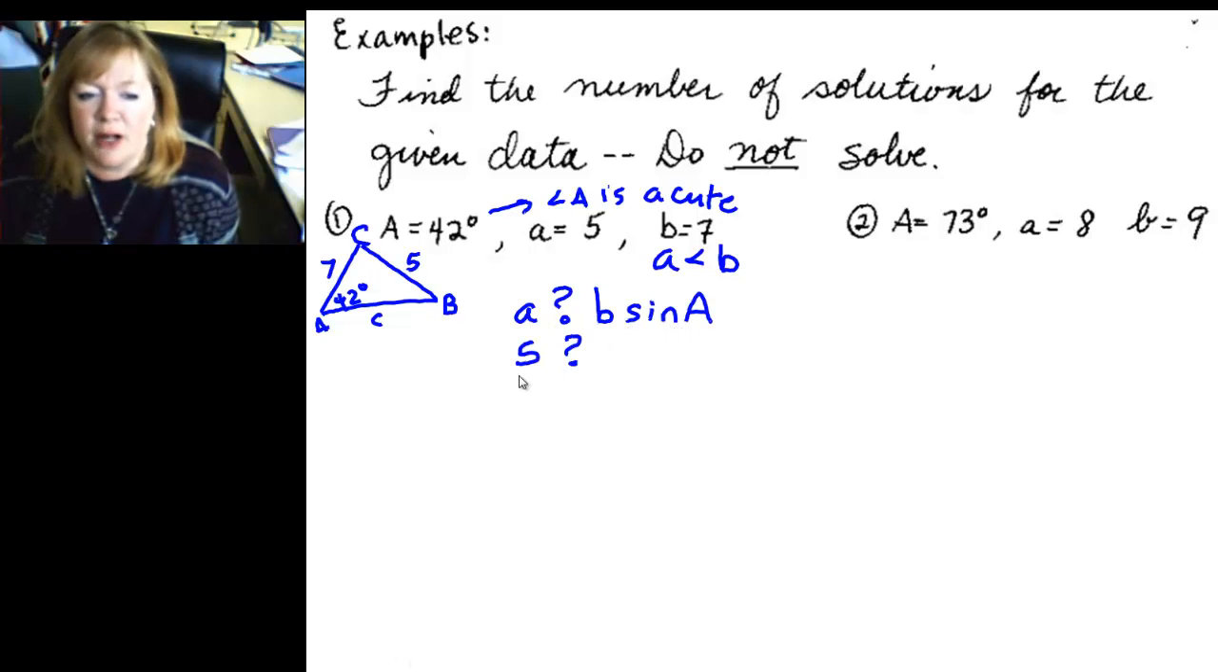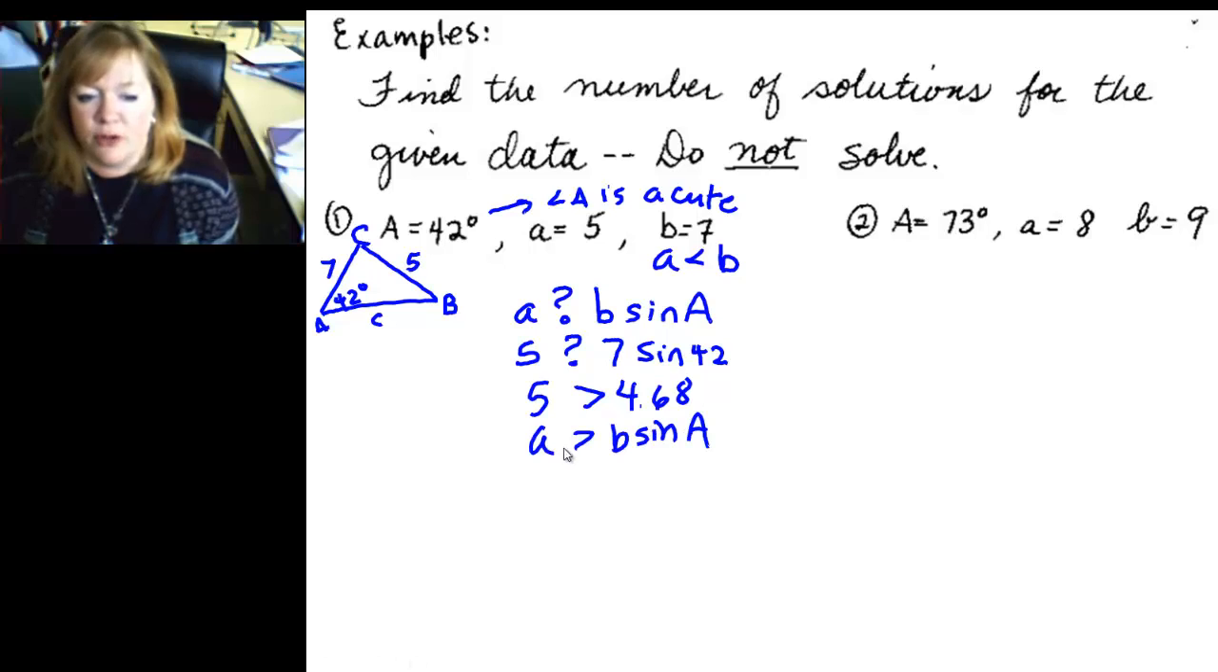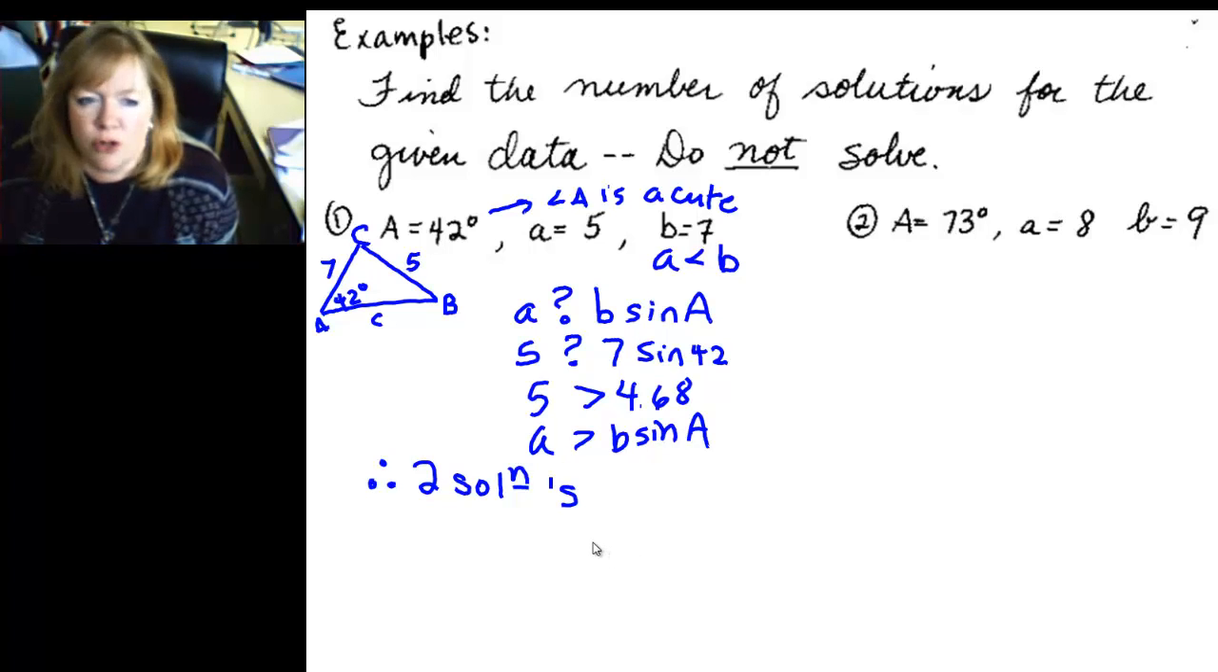So if we compare those two, just plug it in there. 5 is greater than 4.68. If we look at our notes, if A is greater than B sine A, there are two solutions. So we're going to stop there.